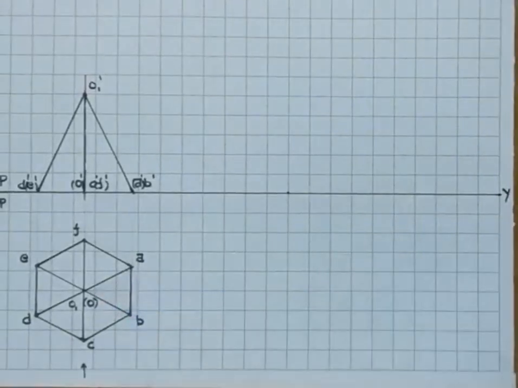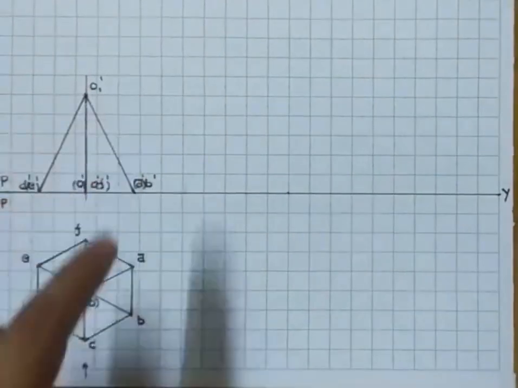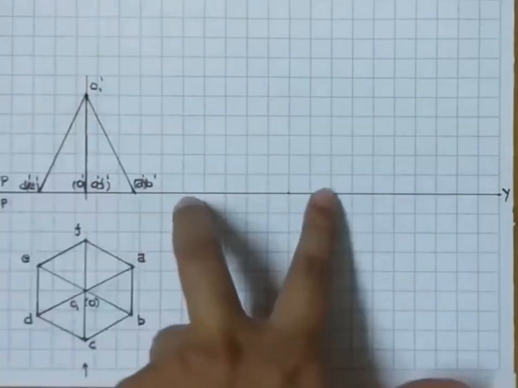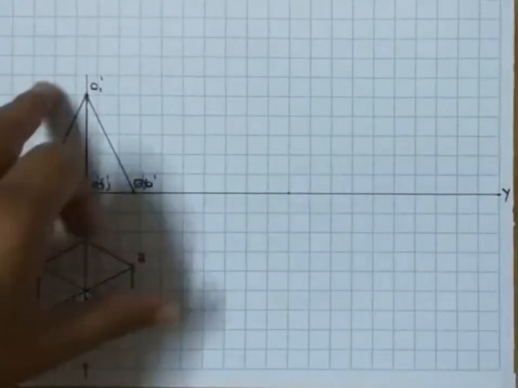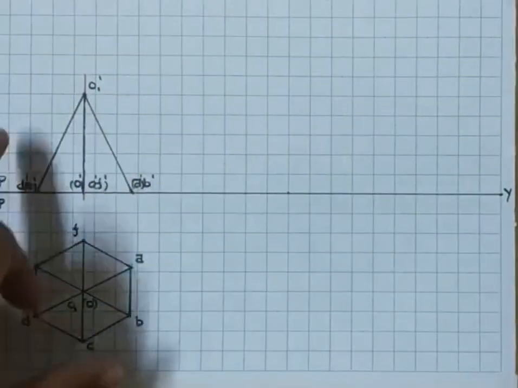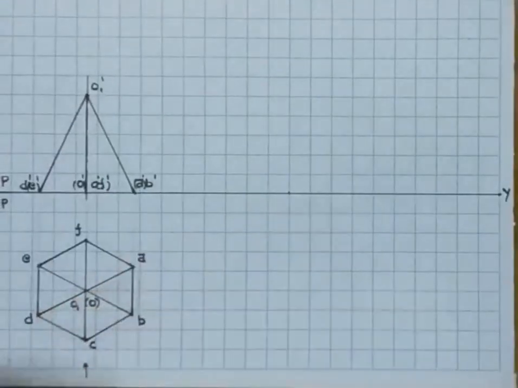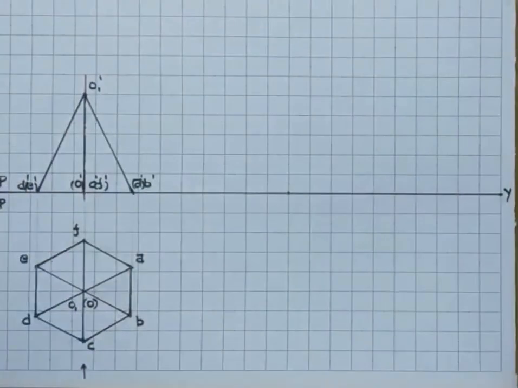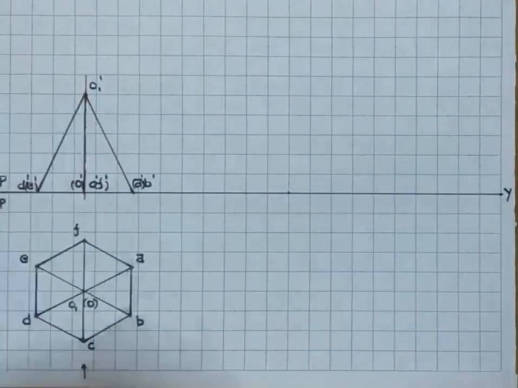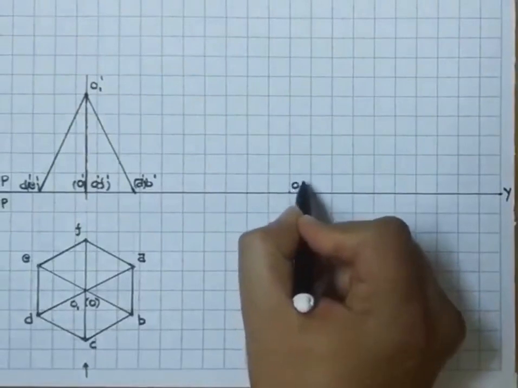This OAB is represented by the line O dash, A dash and B dash in the front view. So I am going to place this line O dash, A dash, B dash on the XY line. That indicates that the pyramid is resting on one of its triangular faces, OAB, on HP. So now I am going to draw this line directly on the XY line. I am going to mark this point as O1 dash.